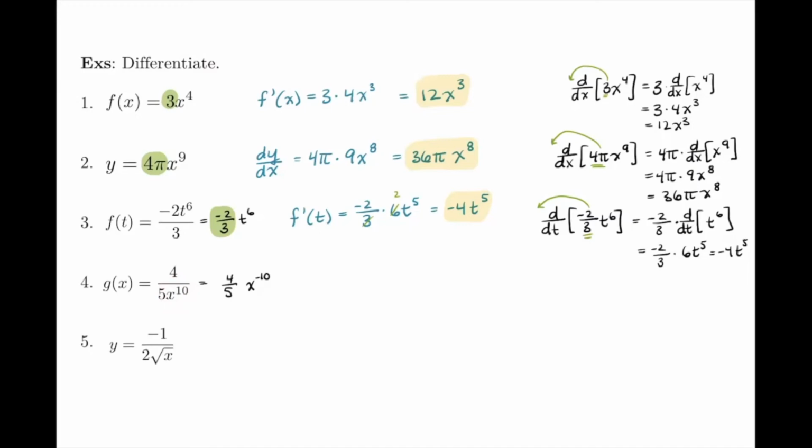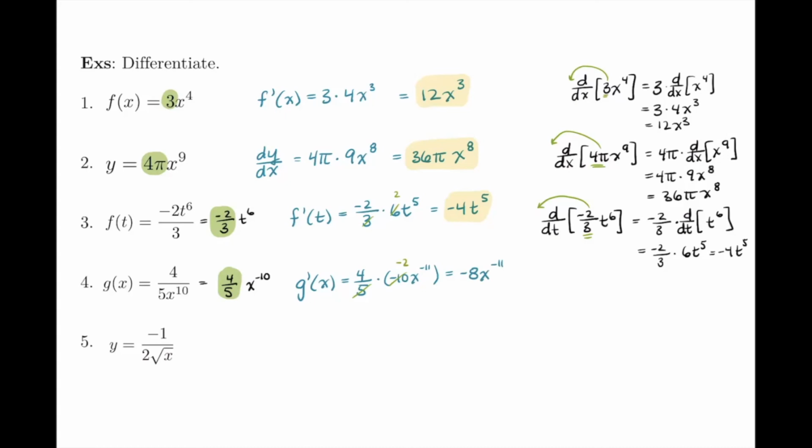So here we see that the 4 over 5 is a constant multiple times x to the negative 10. So the derivative of this function, g prime of x, will be 4 over 5, which will stay, times the derivative of x to the negative 10. Well, that will be negative 10x to the negative 11. We want to take at least one step of simplification. We have negative 10 and 5 that we can simplify, so this will end up being negative 2 instead. 4 times negative 2 is negative 8.